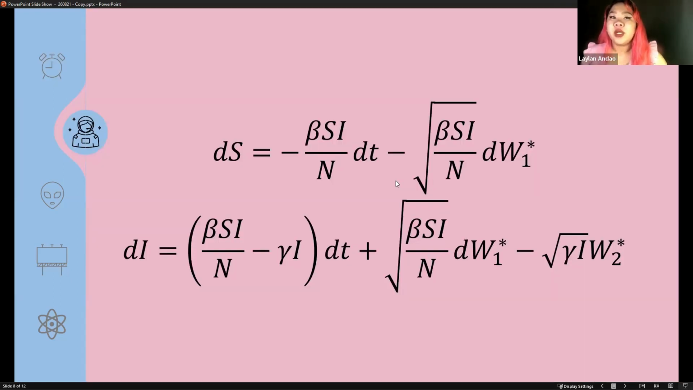The stochastic differential equation for an SIS epidemic model can be derived in a similar manner to what we did earlier.